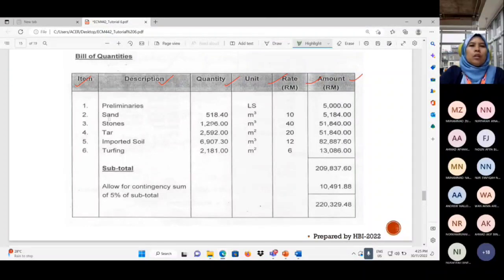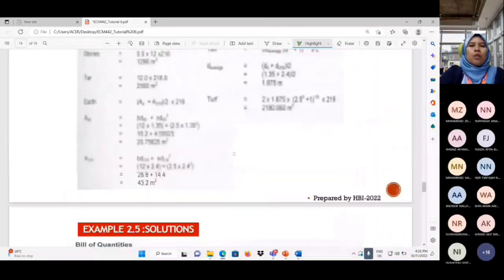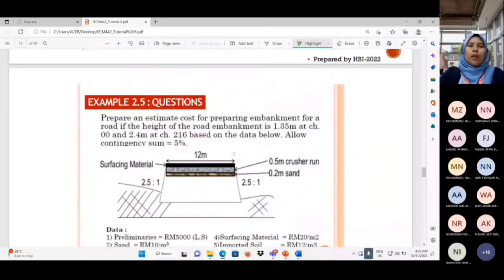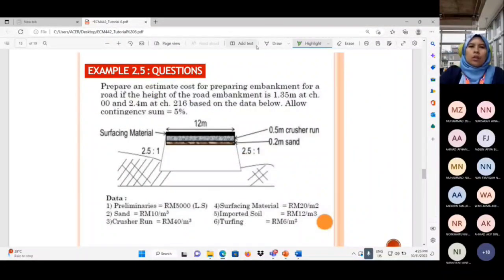So these are the materials involved: sand, stone, tar, imported soil, and turfing. Each has its unit. We will see how to calculate the quantity of the sand, stone, tar, imported soil, and also the turfing. So let's look at example question 2.5. Here we have the embankment at the bottom, and on top of the embankment, they will construct the road.